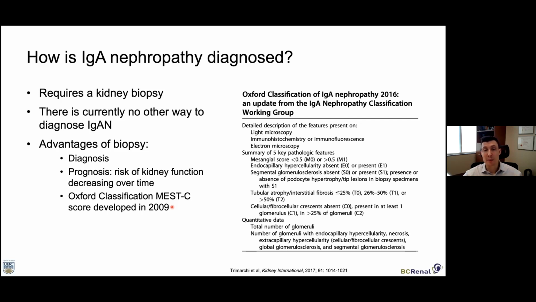This was originally developed in 2009 using a standardized scoring system on the biopsy called the Oxford MEST-C classification. In 2016, there was an update to this classification where it's now recommended that all kidney biopsies that show IgA nephropathy are reported in a standardized way and report the elements required for the MEST-C score. And the reason for that is that score provides valuable information about the long-term risk of kidney function decline.